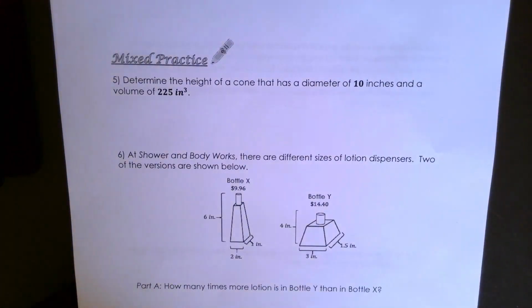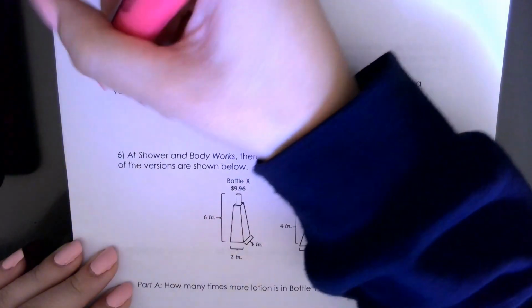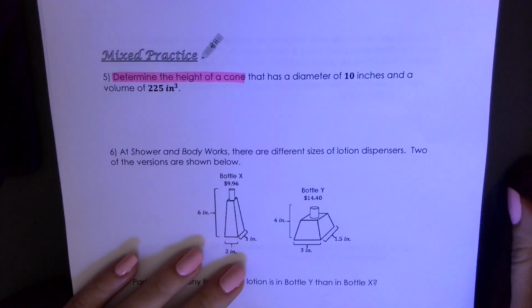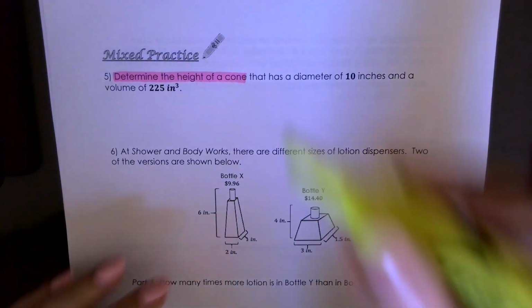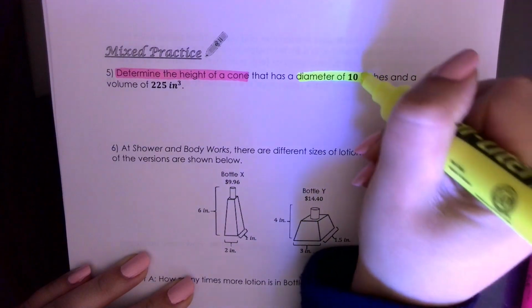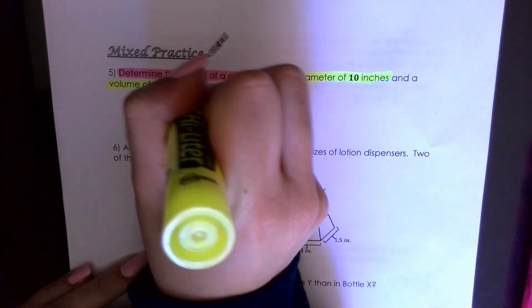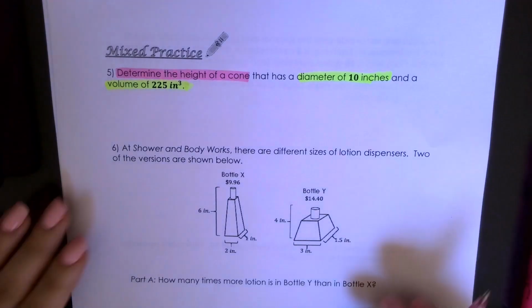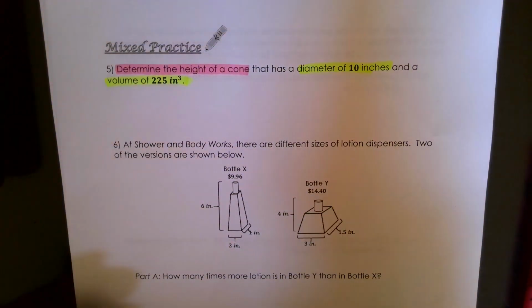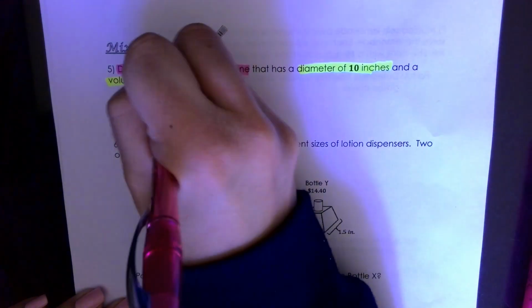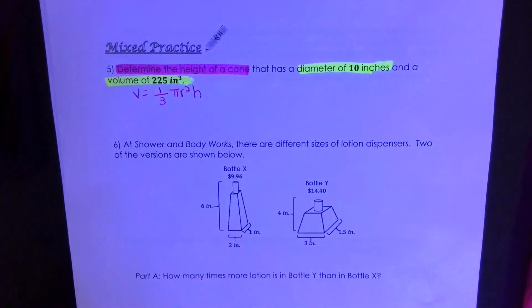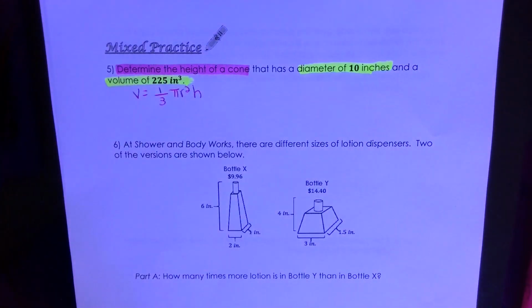So let's see what we need to find. We need to determine the height of the cone. That's important. It has a diameter of 10 inches, and the volume is 225 inches cubed. Because I'm dealing with a cone, I could go ahead and use that volume formula. Remember, the volume is just 1/3 times the area of the base. Because it's a circle, the area of a circle is pi r squared, and you multiply that by the height. So let's go ahead and plug in what we have.